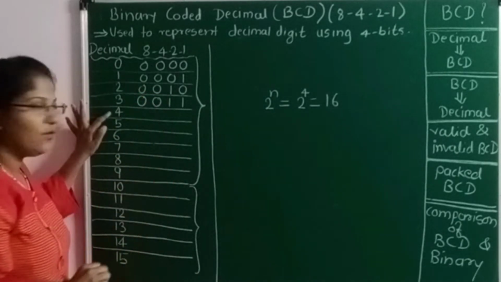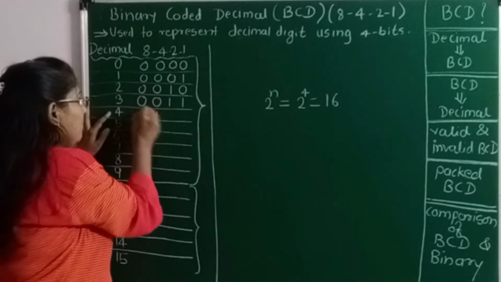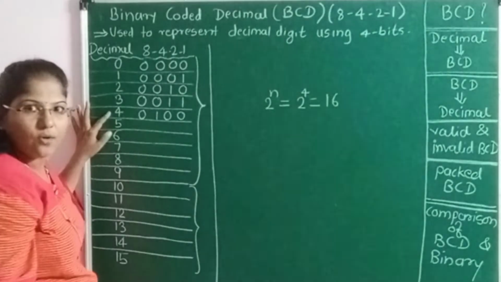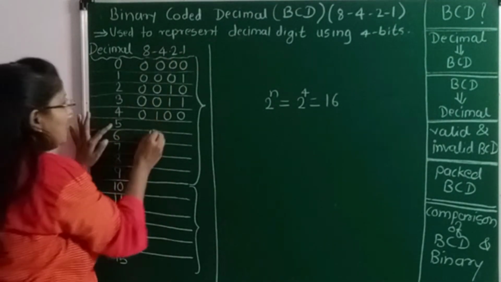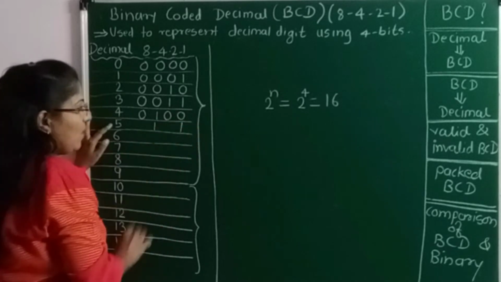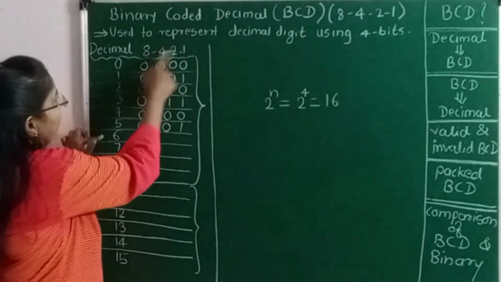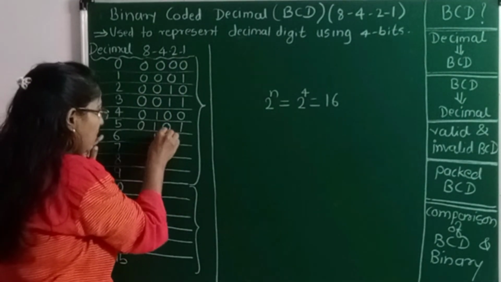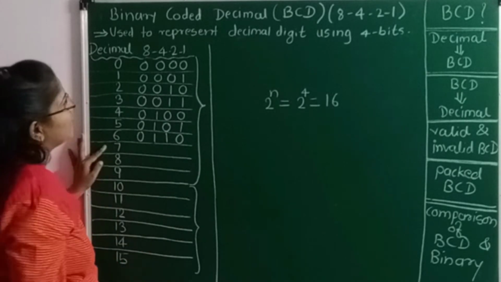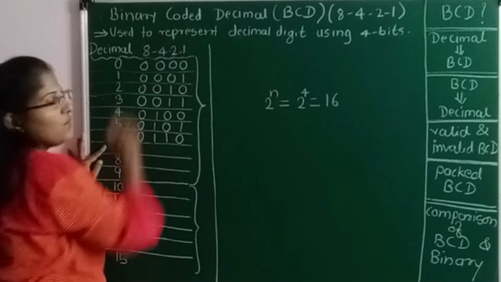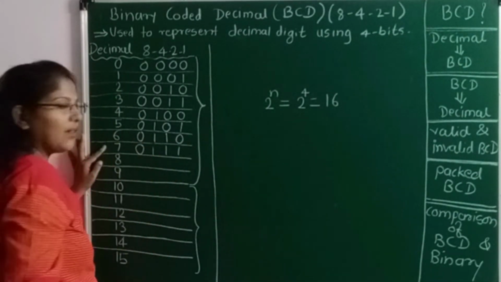Now next one is 4. Yes, directly weighted value 4 is there. So for that write 1. Remaining will be 0. Next 5. 5 is not there, but 4 plus 1 is 5. So 4 is selected, 1 is selected. Write 0 for the remaining. 6. 4 plus 2, 6. 4 is selected, 2 is selected. For remaining write 0. 7. What we have to select? 4 plus 2, 6. 6 plus 1, 7. So 4, 2, and 1 is selected, write 0 for the 8.